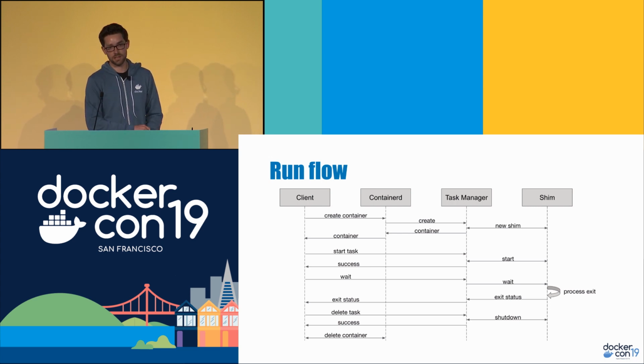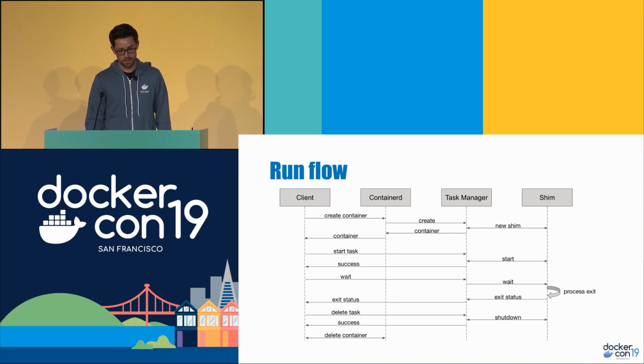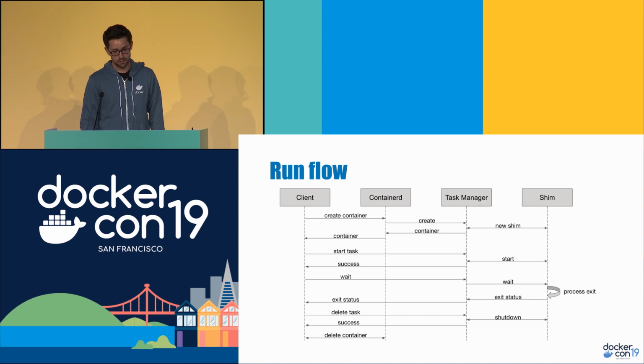Normally what happens next, the client's just going to call a wait on that same interface. That wait is going to call over that TTRPC interface, and then it's just going to wait for the process to exit. After the process exits, you'll get an exit status that will get returned all the way back to the client. And then the client can go ahead and delete the task.